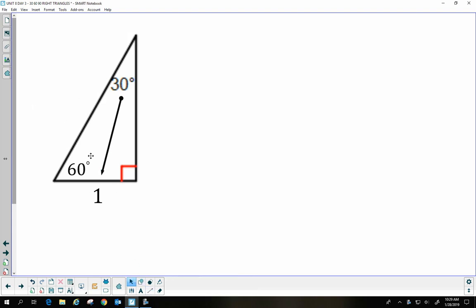And since the 30 and the 60 aren't the same measure, the other leg's not going to be the same size. In fact, this leg is going to be the square root of 3 long, and that gives us a hypotenuse of 2. So when we have a 30, 60, 90 right triangle, we can use this triangle as our reference. The leg across from the 30-degree angle is 1. The leg across from the 60 is root 3. And the hypotenuse is 2.